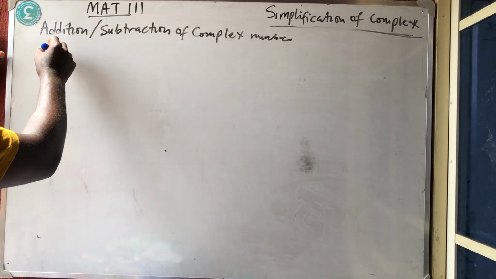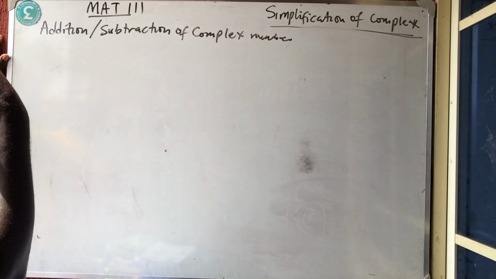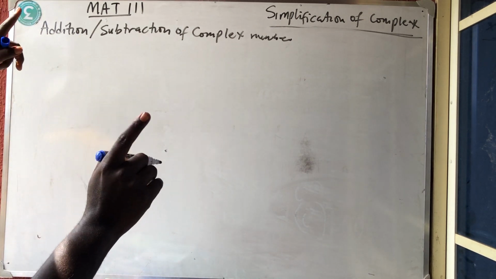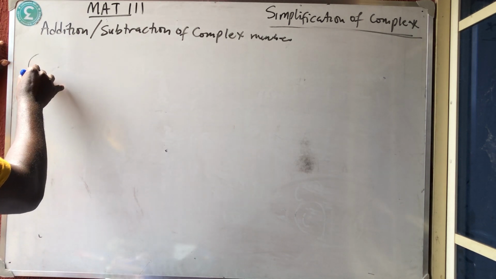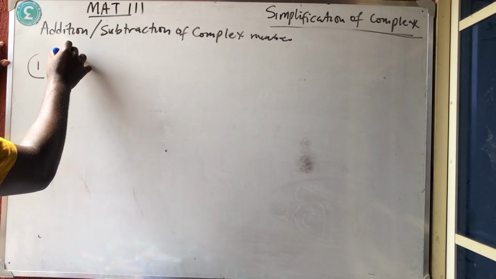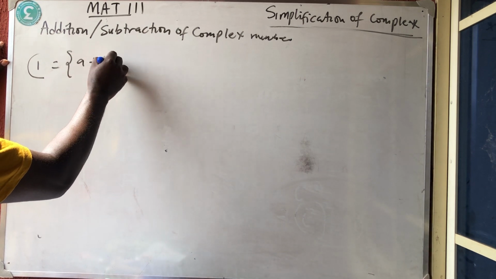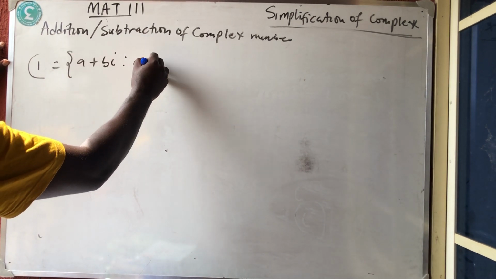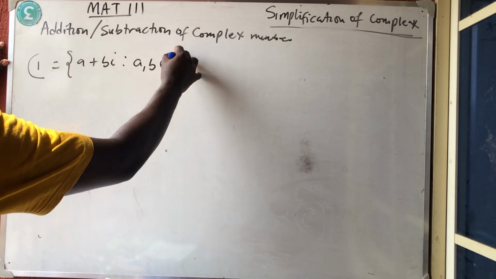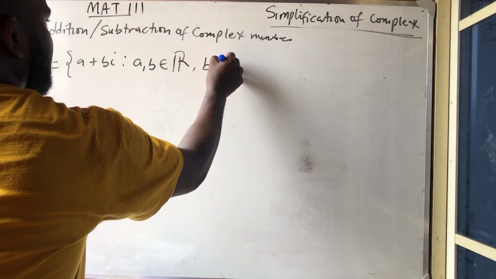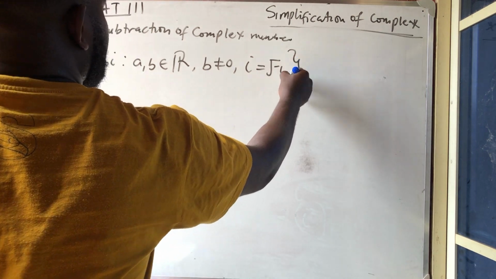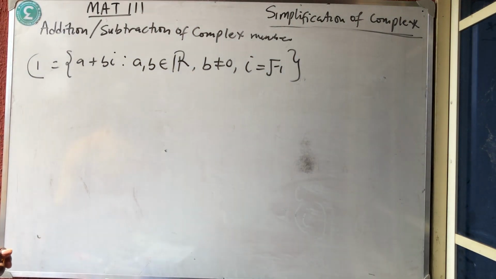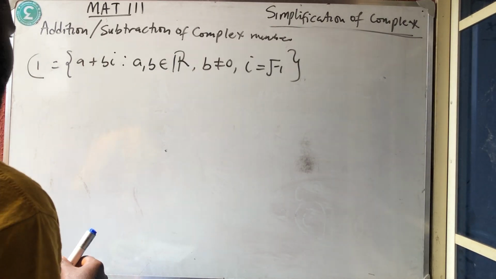If you have a complex number, look at how we write a complex number. In fact, from the definition of a complex number, sorry, that is where I'm supposed to start. How do you define a complex number? A complex number C is defined as the set of a plus bi, such that a and b are elements of real numbers, but b must not be equal to 0, and i is equal to the square root of -1. This is the definition. You can go to my video on number system. You will see this definition there where I explained it very well, okay?